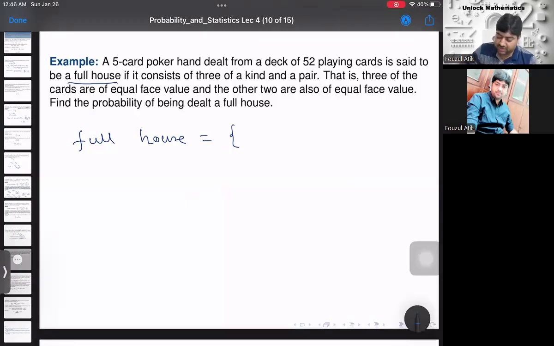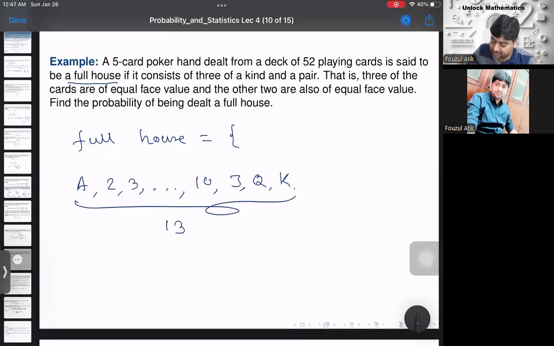and the other one. So we have 4 different suits of cards, and each suit has 13 different face values, right? So it is A, then 2, 3, up to 10, then J, Q, and K. So there are 13 different types of card, and we have 4 different suits: club, heart, diamond, and spade.